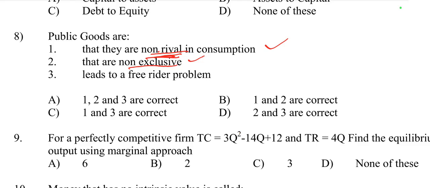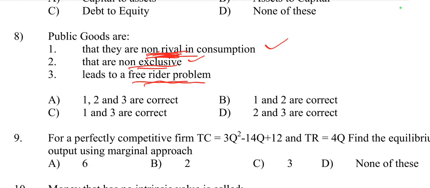Non-excludable means it is difficult or impossible to exclude individuals from using the good. When one individual uses the good, others also use that good at the same time, like a public park, etc. So these are the characteristics of public good: non-rival, non-excludable. Then third is leads to a free rider problem. Yes, in public good we can see the free rider problem. Free rider means since people cannot be excluded from using the good, individuals may benefit from it without contributing to its cost. So it leads to the free rider problem.